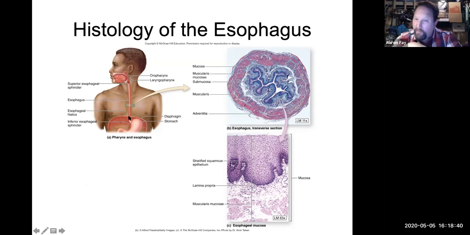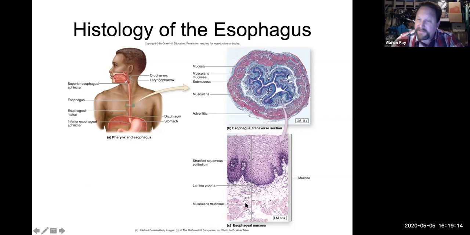If you remember from our lecture on the respiratory system, any place you're going to have food passing through, you're going to have non-keratinized stratified squamous epithelium. That's true for the oral cavity, for the oropharynx, the laryngopharynx, and for the esophagus, all the way until you get to the stomach, where we're going to get a change, but we'll talk about that once we get to the stomach. You can see the epithelium is non-keratinized stratified squamous epithelium. Then we're going to have our lamina propria.